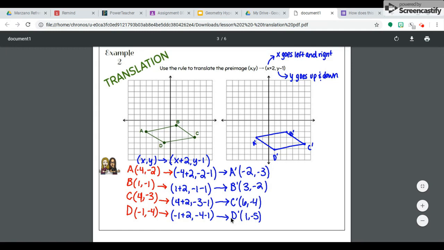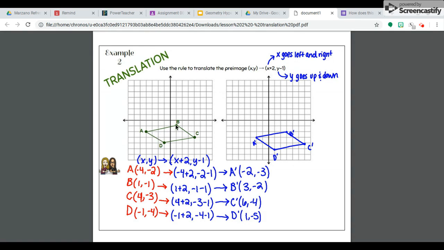And what we find out is that we took our pre-image and we added 2, or we went right 2 and down 1 to get our image. This is where our A prime ended up. For B, we went right 2 because we added 2 to our x value, and down 1 because we subtracted 1 from our y value. This is our B prime.